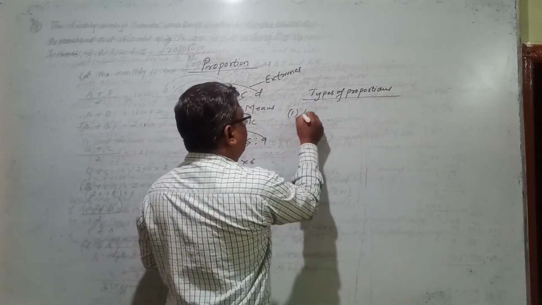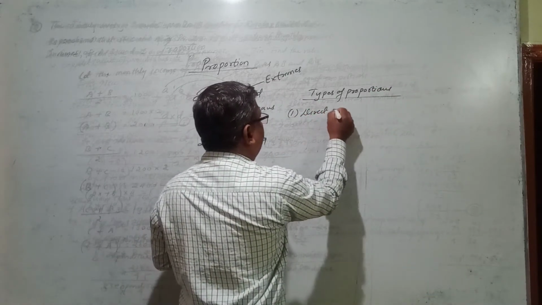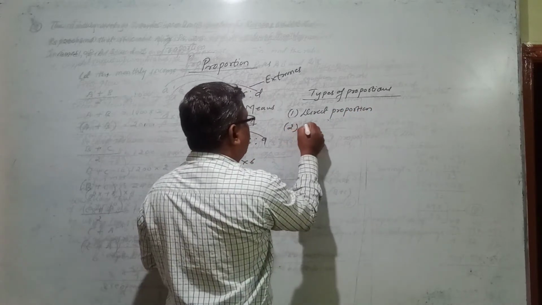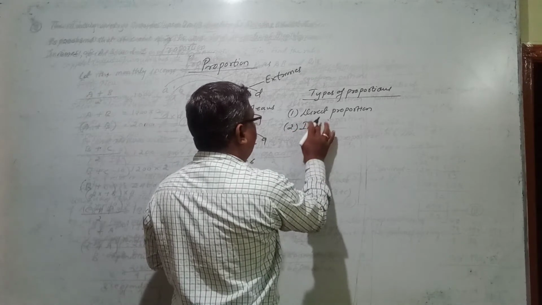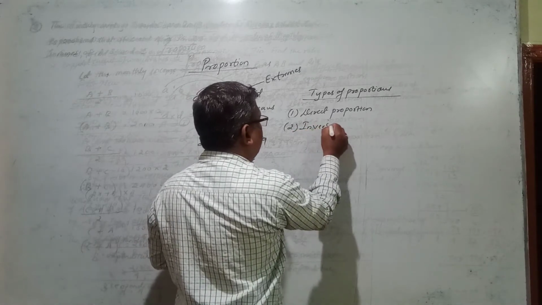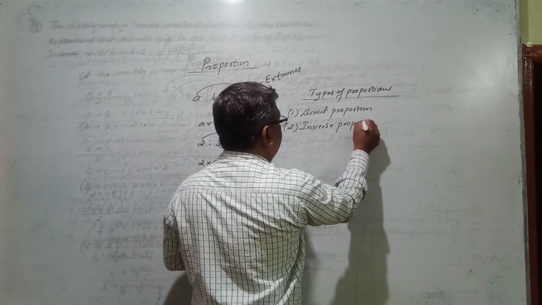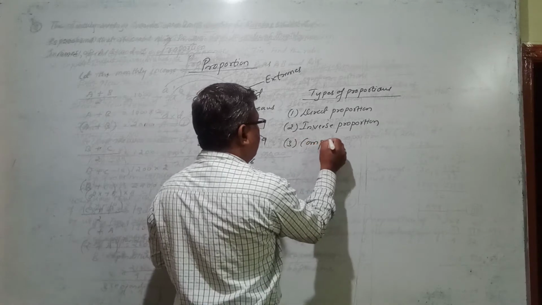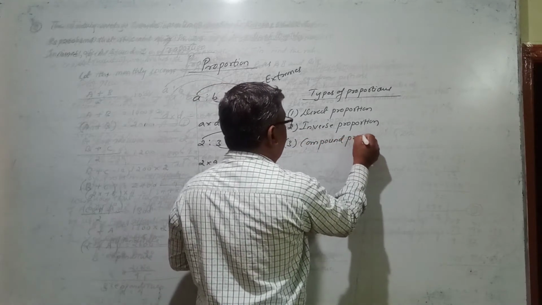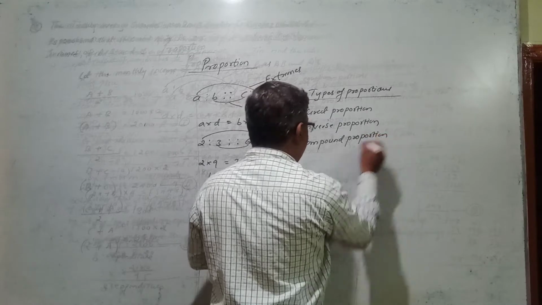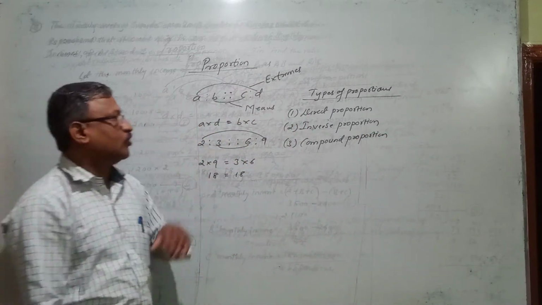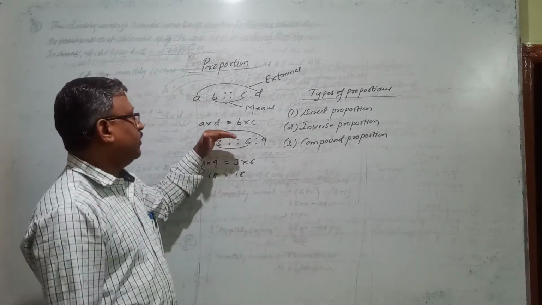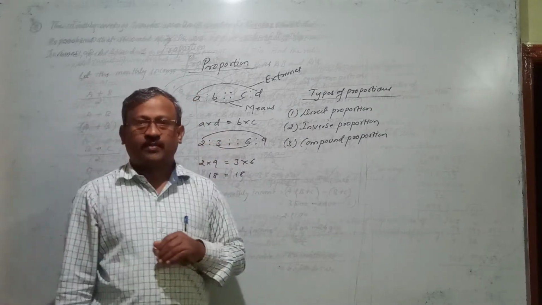So first one is direct proportion. Number 2, inverse proportion. And third one is compound proportion. Like that, there are how many types? There are 3 types of proportion. So this is very important. So if you understand this, you can very easily solve the problem on proportion.